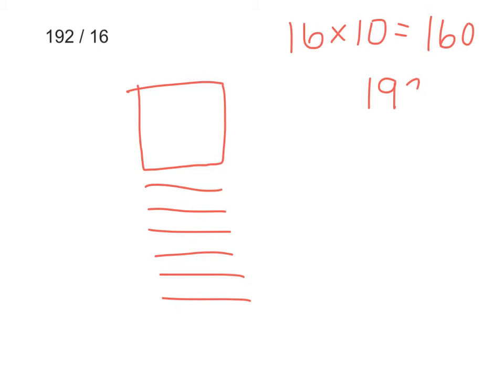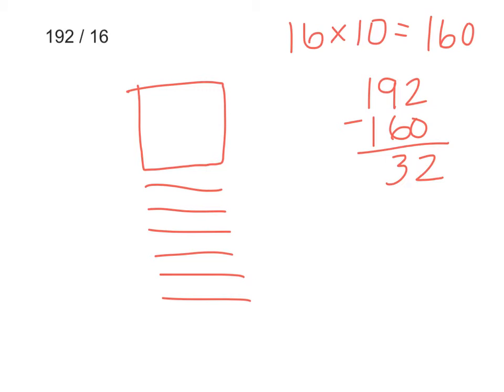So if I have 192, I've already used 160. That gives me 32 left. Those numbers, that's a little bit less. That's a little bit easier to divide out. If I'm thinking that I need to split up my 32 into 16 groups, I know that that's going to give each one 2 more.